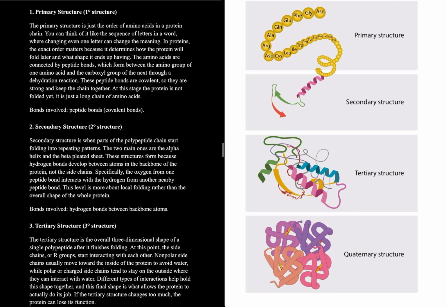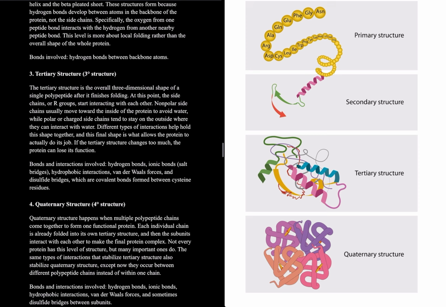Next is the secondary structure. This is when parts of the chain start folding into patterns like alpha helix or beta pleated sheets. These structures form because hydrogen bonds develop between atoms in the backbone of the protein. So instead of the side chains interacting, it's mainly the backbone stabilizing itself through hydrogen bonding. This creates local folding patterns, but not the full shape of the protein yet.